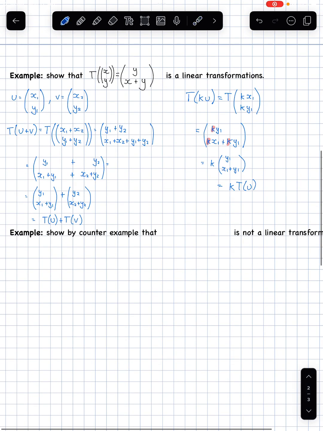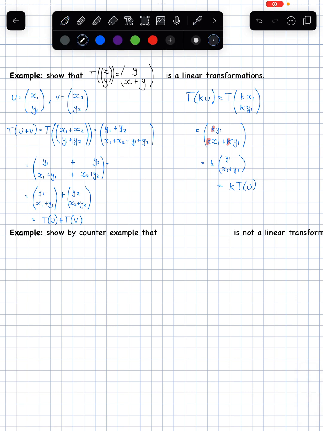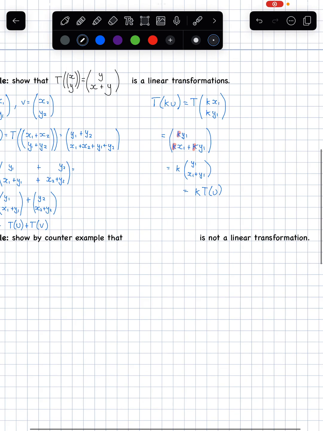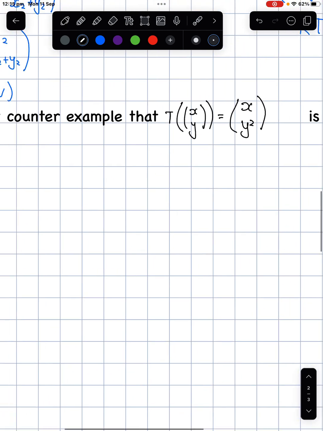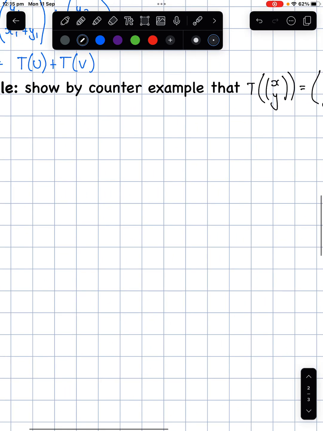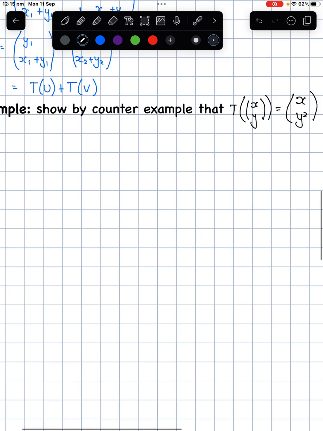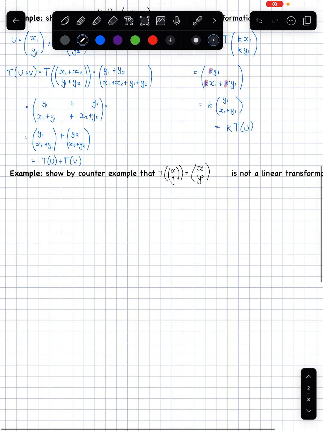Okay. Oh, I've got ahead of myself because I hadn't done the next one. Let's just quickly write it in. So the next one is: show by counterexample that T of x, y equals x over y squared is not a linear transformation. In this particular one, we're just looking to prove our rule, and they've done it by picking numbers in here.